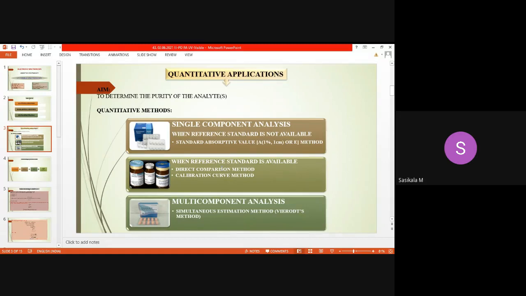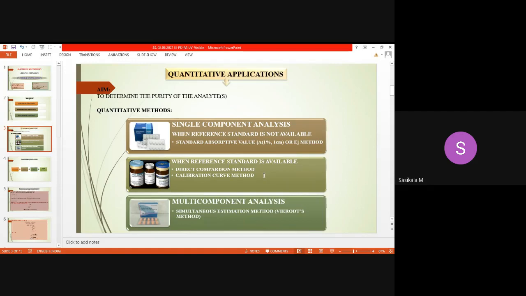You know all other parameters: concentration of standard, absorbance of standard, and the sample absorbance also you know. Only you need to determine the unknown concentration of sample. Then we can cross multiply the readings and you will get the unknown concentration of sample. So that represents the direct comparison method. Okay, standard concentration and absorbance are compared with the sample concentration and absorbance in order to determine the concentration of sample.